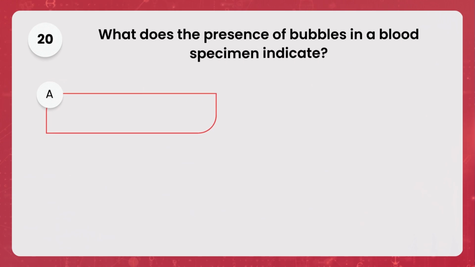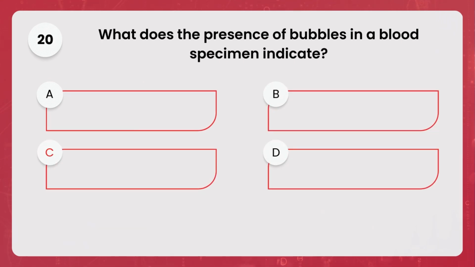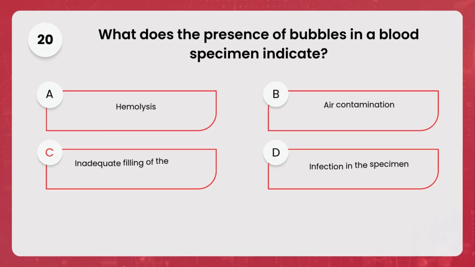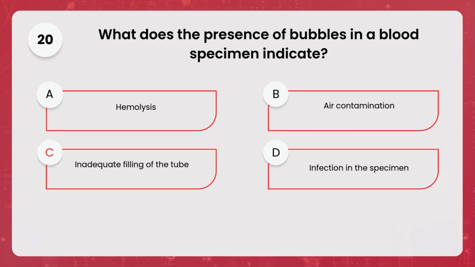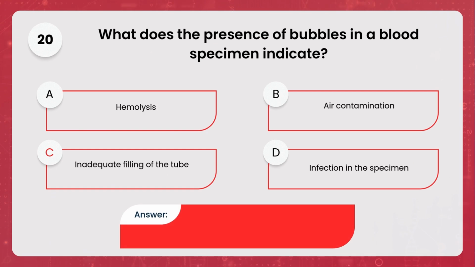What does the presence of bubbles in a blood specimen indicate? A. Hemolysis. B. Air contamination. C. Inadequate filling of the tube. Or D. Infection in the specimen. The answer is B. Air contamination.